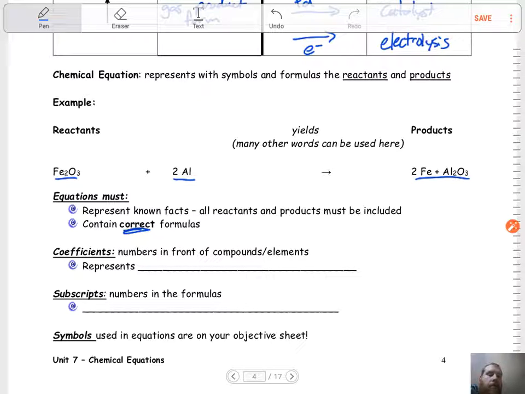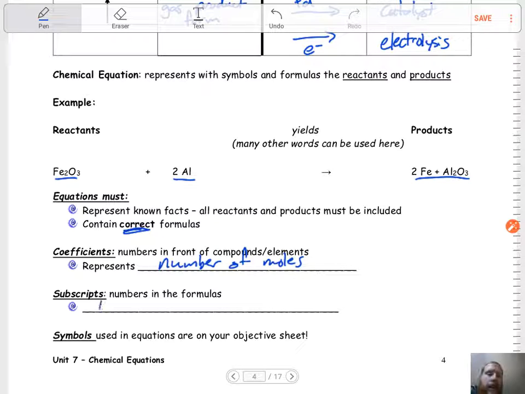Coefficients, they are the numbers that are in front of the compounds or elements. They represent the number of moles. Okay, so moles are coming back. Here's the thing. This unit is kind of the beginning of what we're getting into in our next unit after break, which is stoichiometry. We're going to basically, in stoichiometry, put units 3, 4, 5, 6, and 7 all together in one unit. So that's where we're headed. So go back and refresh what moles are and things.